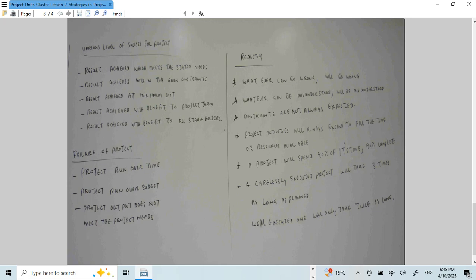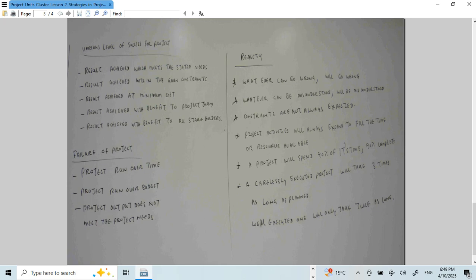In this case, when you spend 90% of the project time, you can only complete 90%, you can't complete 100%. That's what really happens. Because of this, a carelessly executed project will take 3 times as long as planned. For example, if your planning is not enough, you expect to finish the project within 1 year, but it will really take 3 or 4 years. It can happen. This is the real thing.